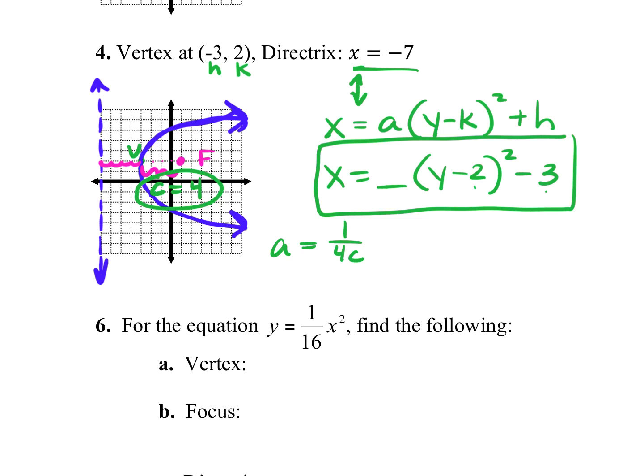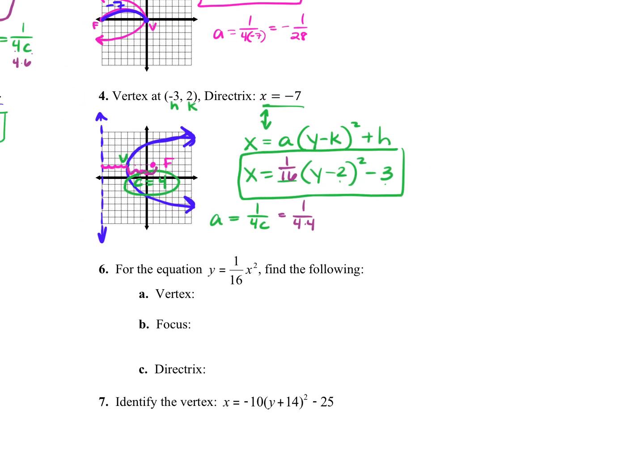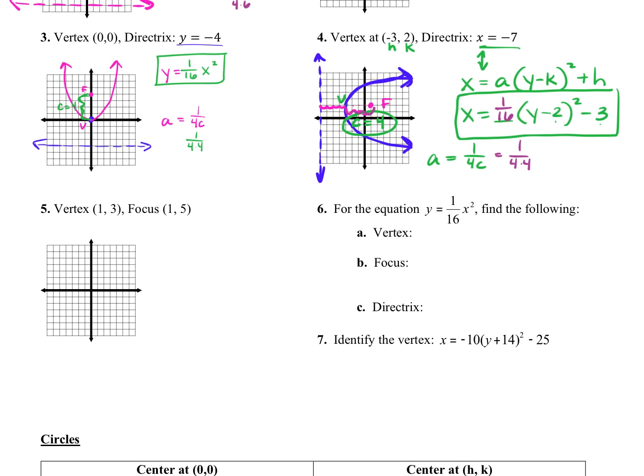Anyway, so your C value is 4. So you're going 1 over 4 times 4, or 1 over 16. Okay. Questions on that? Okay. Next one. Over to number 5.